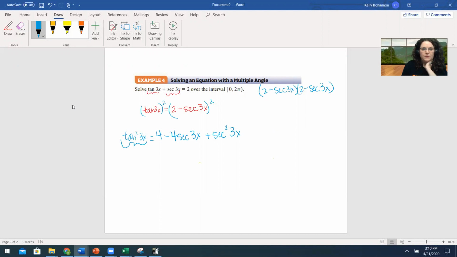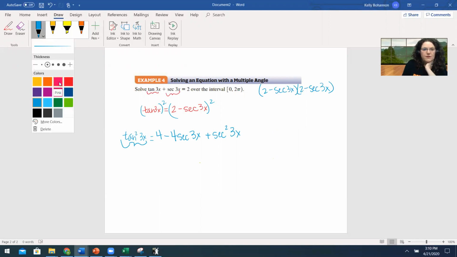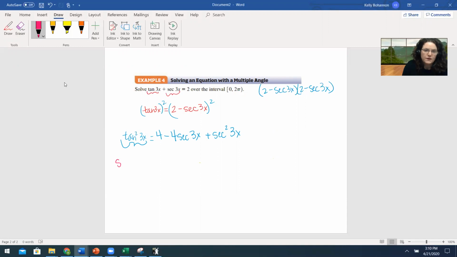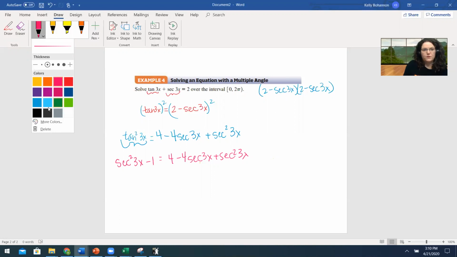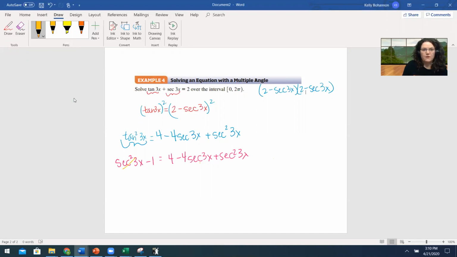Now right here's where I'm going to use my Pythagorean identity, and I can replace tangent squared 3x with secant squared 3x minus 1. And then now I can start to simplify. I have secant squared 3x on both sides, so if I were to move those around, they would cancel each other out. And now I am going to move minus 4. So I end up with negative 5 equals negative 4 secant 3x.